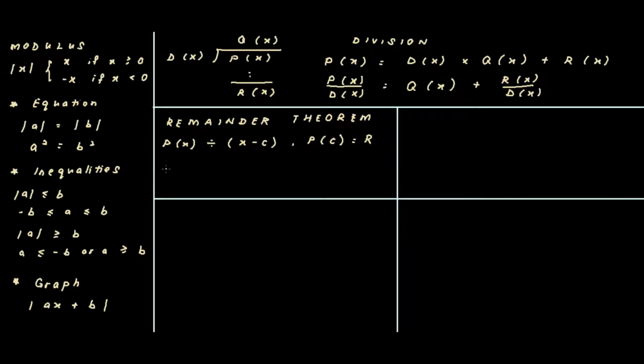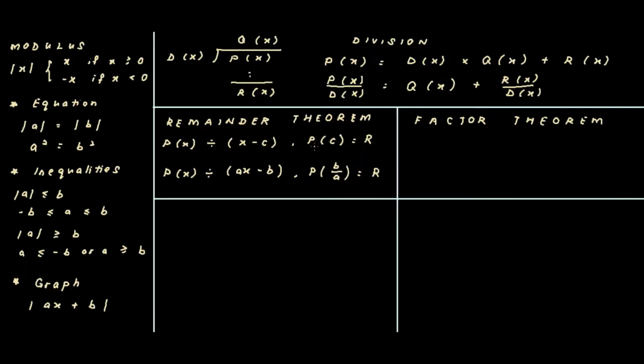The same thing, if you have a polynomial divided by ax minus b, then your remainder equals what you get when you substitute b over a into your equation. Then from the remainder theorem, we get the other one, which is called the factor theorem. The factor theorem is a further derivation of the remainder theorem.